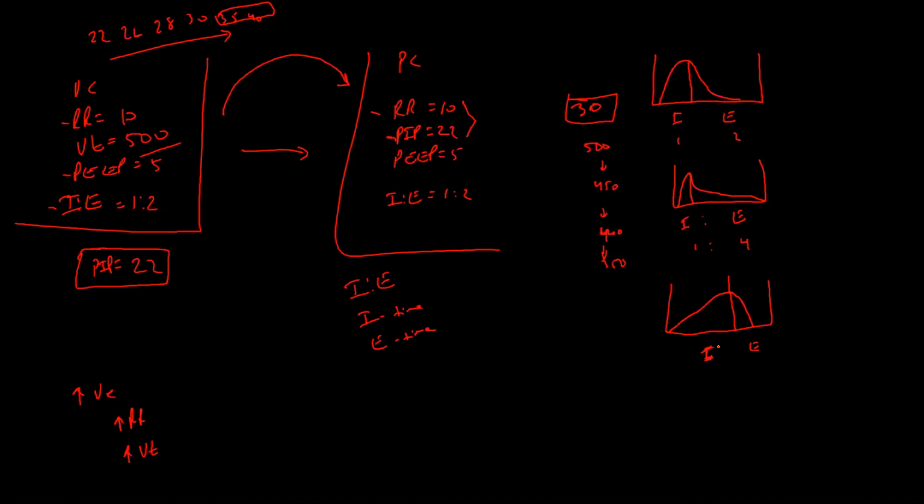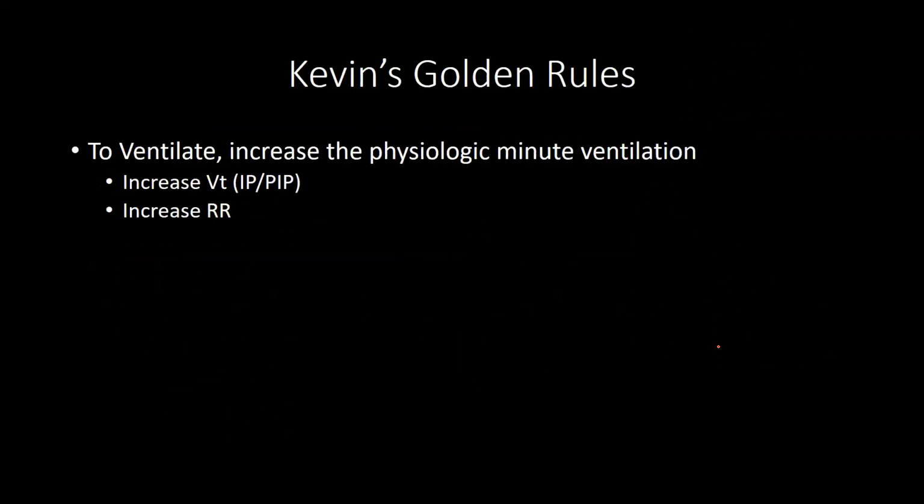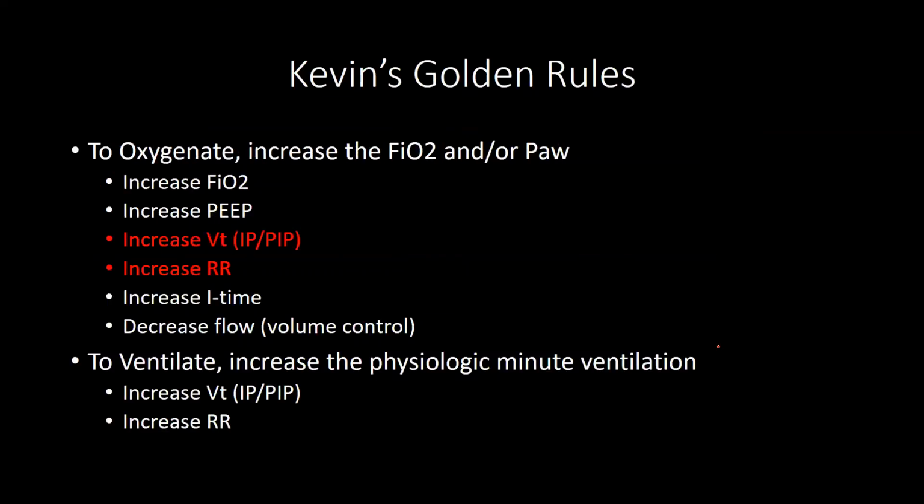Okay, I wanted to talk to you about compliance, because this will be on your test too. And it's something that is really quite easy if you just know what to do with it, and it'll help you get some extra questions correct. First of all, back to the golden rules, to ventilate, you have increased tidal volume and increased respiratory rate. If you need to oxygenate, but you don't need to ventilate better, you're going to pick one of these things that are in white.